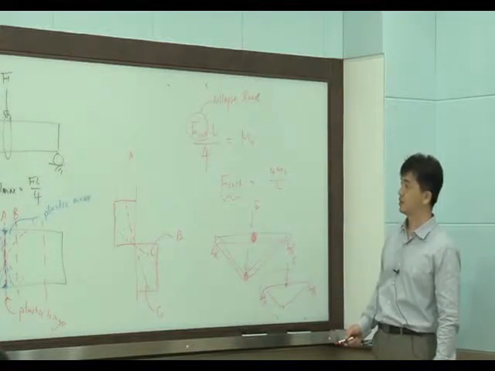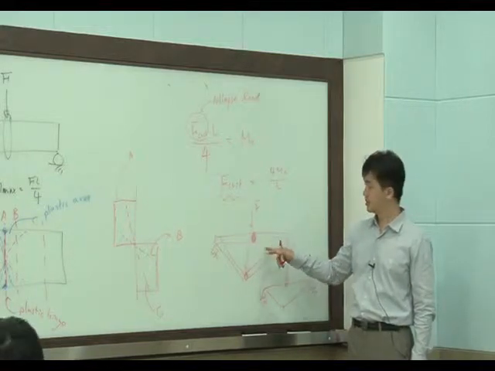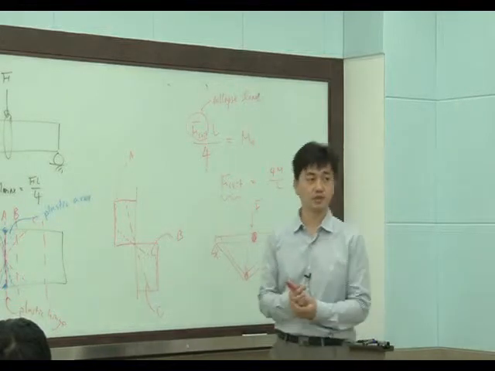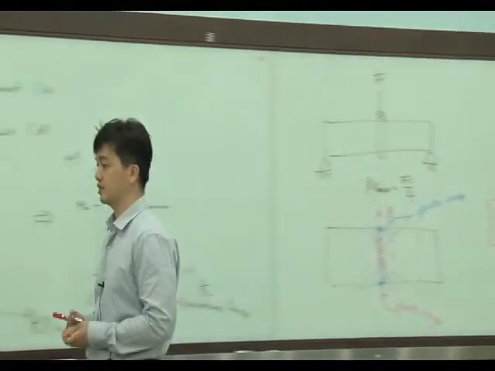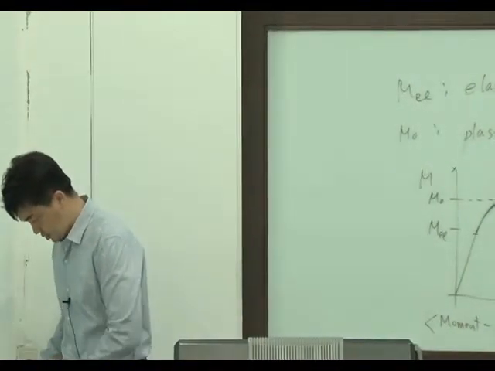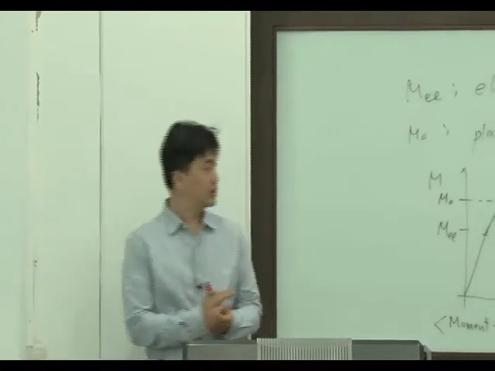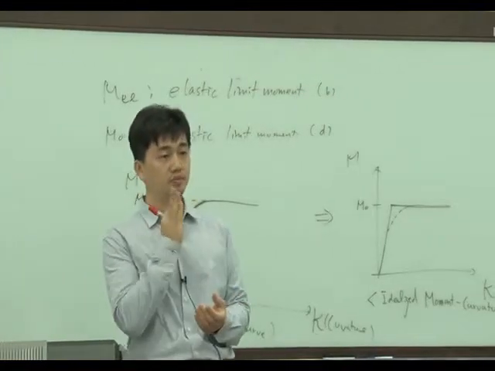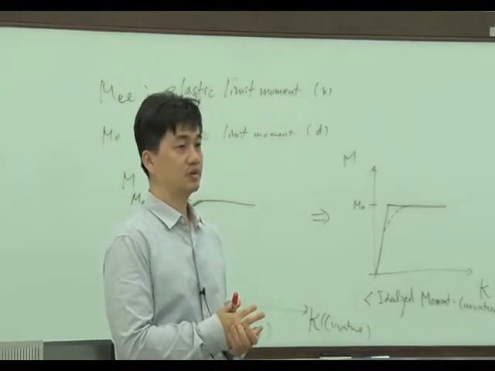So when the system can allow some rigid body motion, we are saying the system is collapsed. Understand? Okay, so that collapse load will be a maximum force, the limit force. Okay? Maximum force.